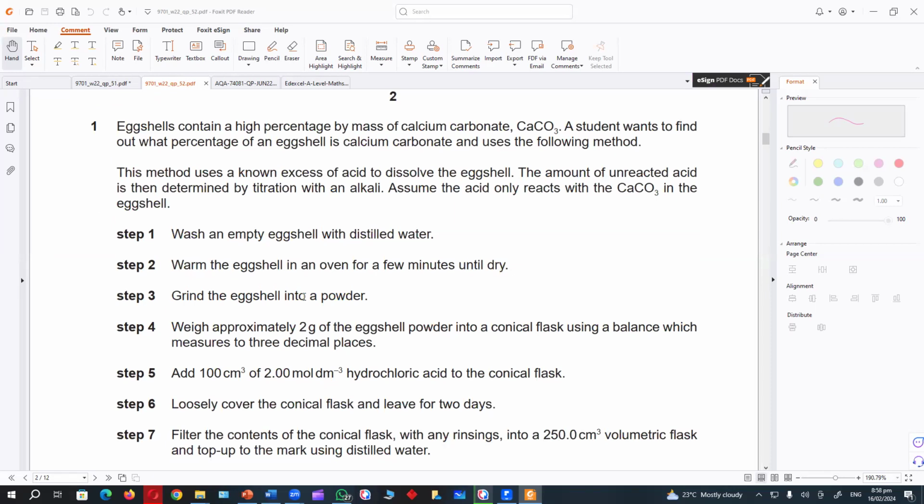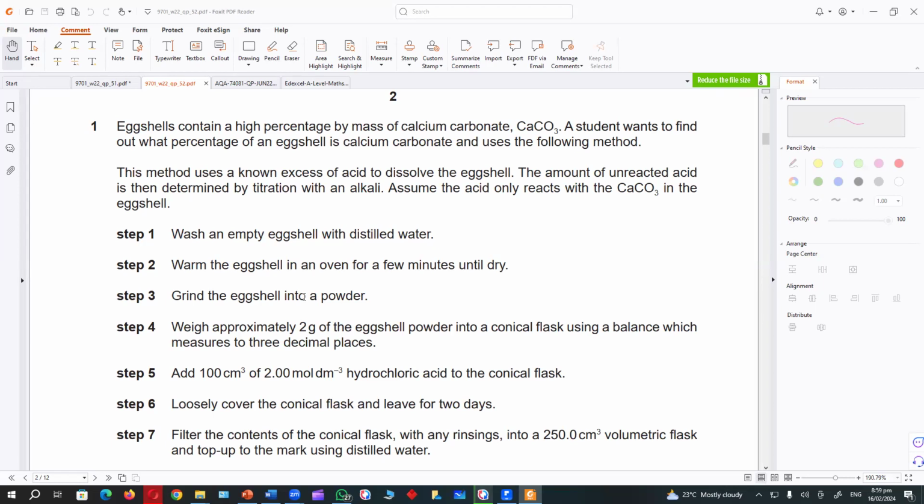Eggshells contain a high percentage by mass of calcium carbonate. A student wants to find out what percentage of an eggshell is calcium carbonate and uses the following method. This method uses a known excess of acid to dissolve the eggshell. The amount of unreacted acid is then determined by titration with an alkali. Assume the acid only reacts with the calcium carbonate in the eggshell.